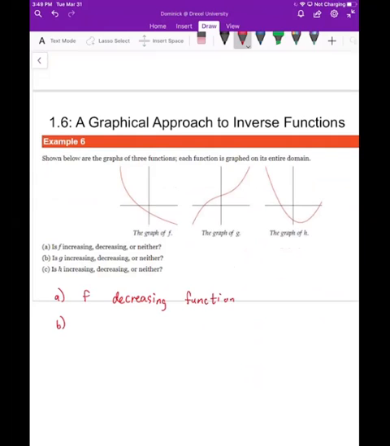In part B, even though you slow up right here, it's still on the way up. So this is g, and g is an increasing function. And then finally, in part C, you do both, because here you're decreasing, but here you're increasing. So h is neither, because you do both increasing and decreasing in h.